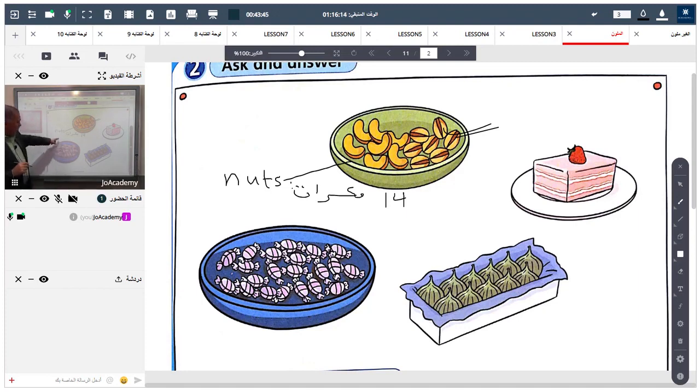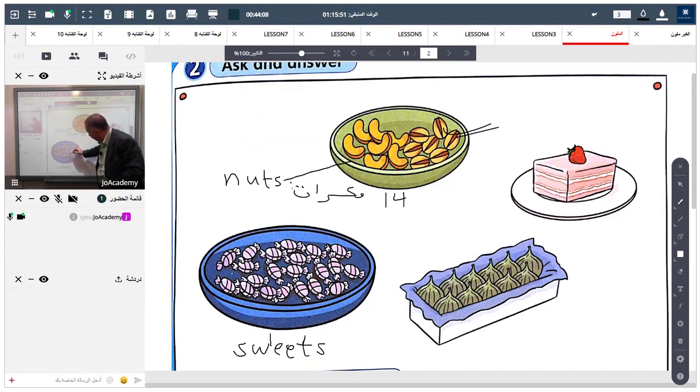What can you see here? This is sweets. How many sweets are there? We have to count now. 1, 2, 3, 4, 5, 6, 7, 8, 9, 10, 11, 12, 13, 14, 15, 16, 17, 18, 19, 20, 21. So we have 21 sweets.